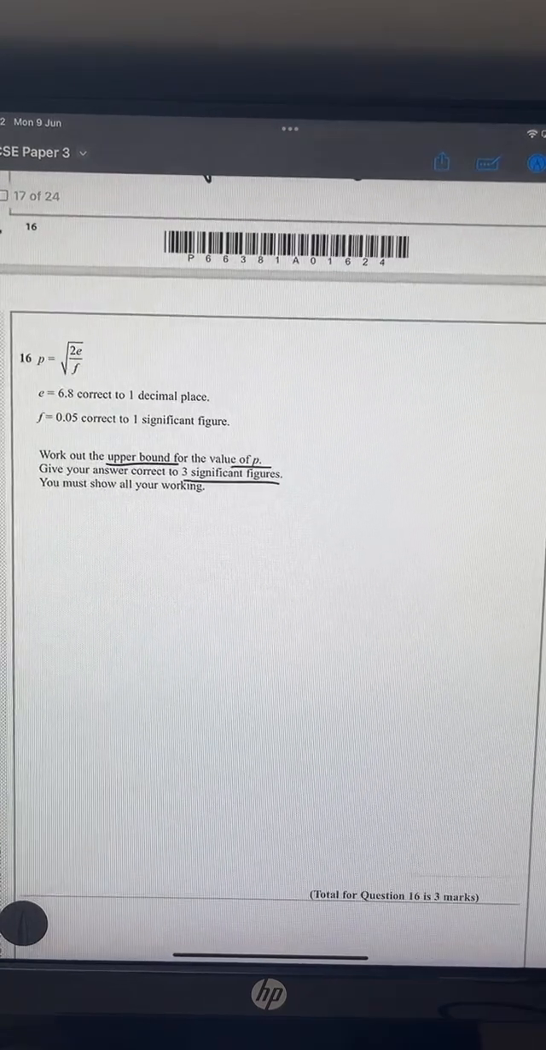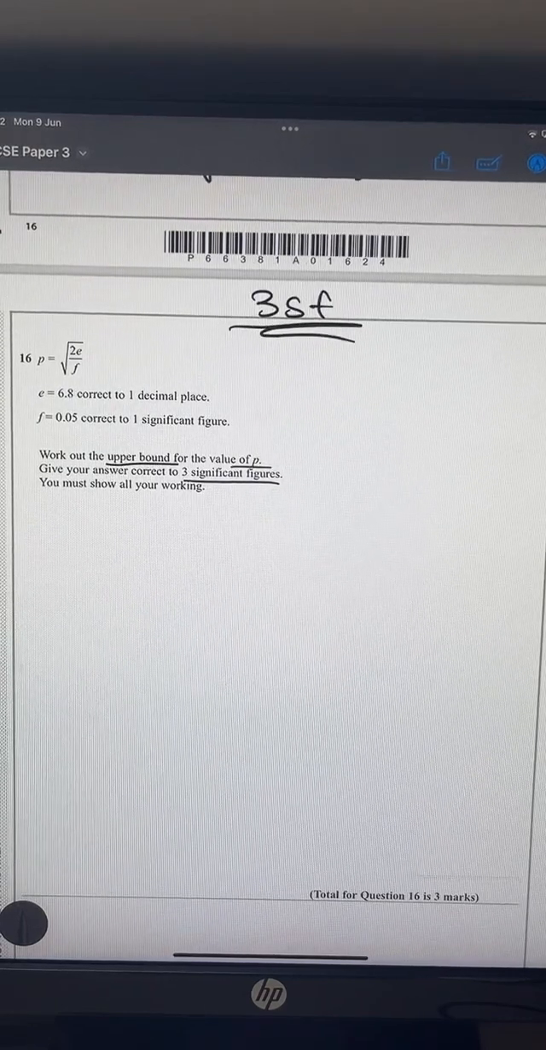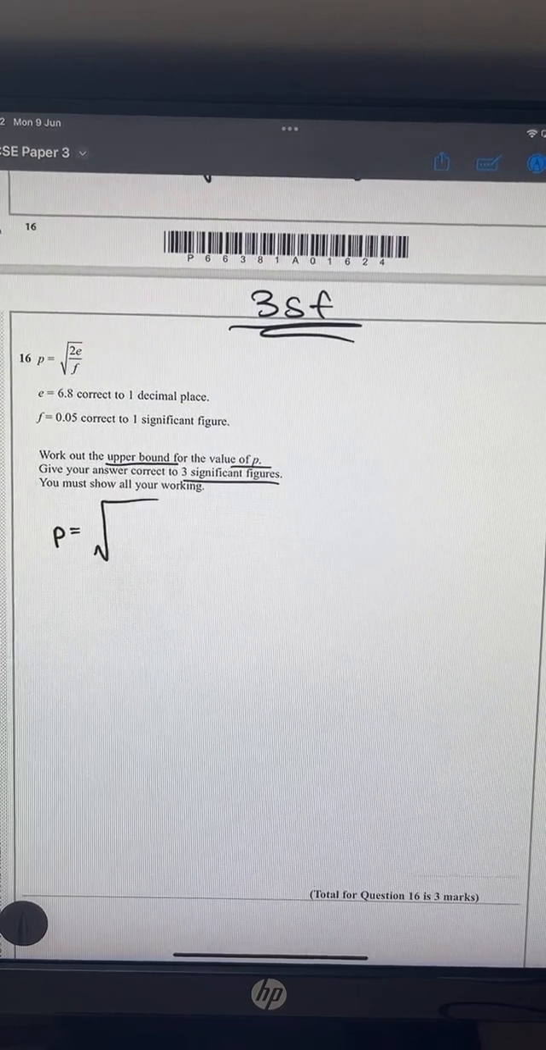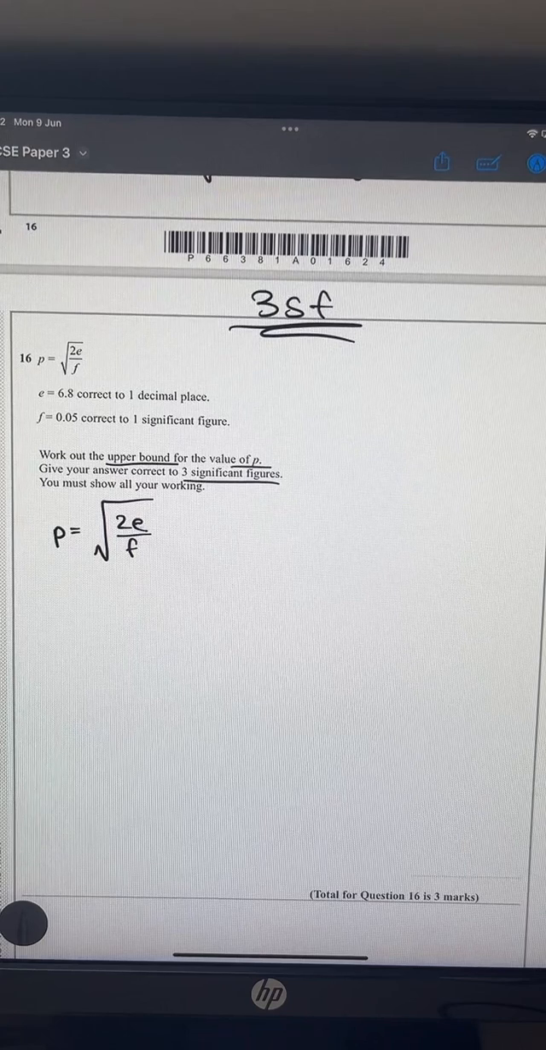When I see this, I am going to straight away write 3SF on the top and underline it. I did this even in my finals. You'll see scribbles all over my papers, just because I don't want to forget that, all right? So I need to find the upper bound for P. Well, what exactly is P? It helps to rewrite the question if it's just a simple algebraic equation. P is that divided by that.